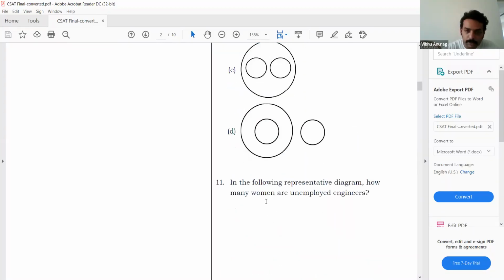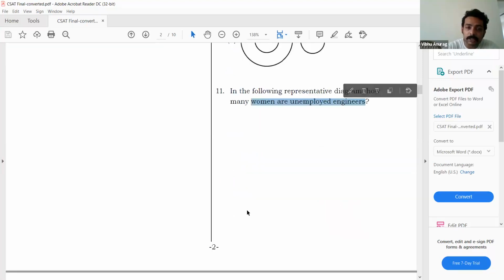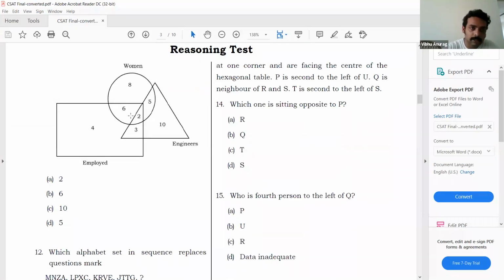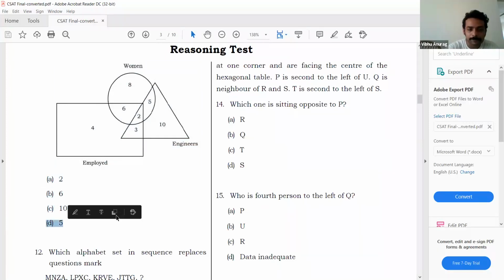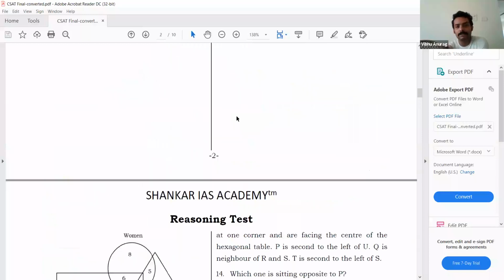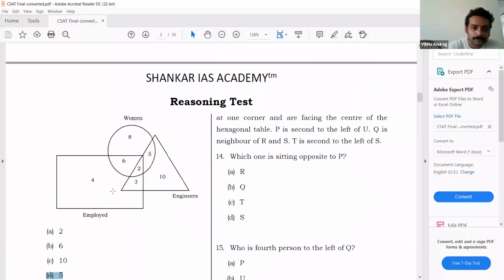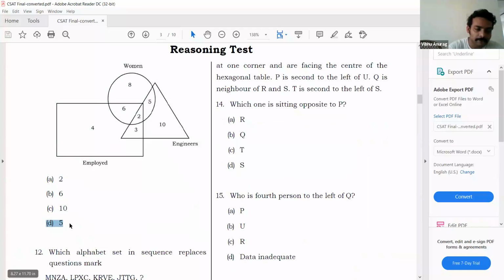Okay. How many women are unemployed engineers? So see here. This is women. The circle is women. And the triangle is engineers. So the overlap between women and engineers is 7. And they're asking for unemployed. So 2 of them are employed. The other 5 are unemployed. So 5 is the answer. Option D. Okay. 5 women are unemployed engineers. So option D, 5.